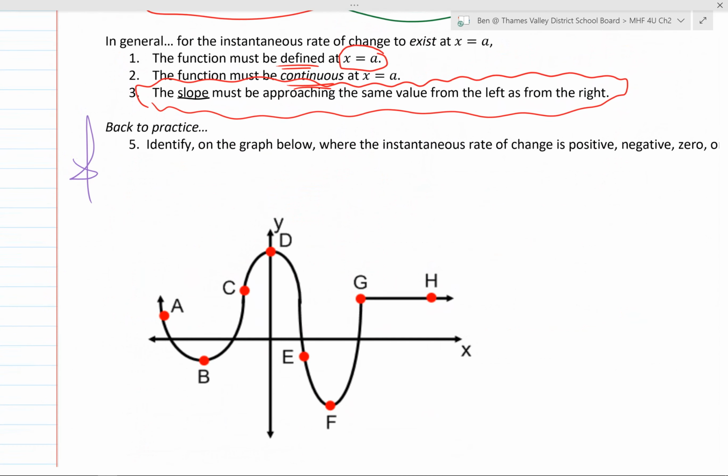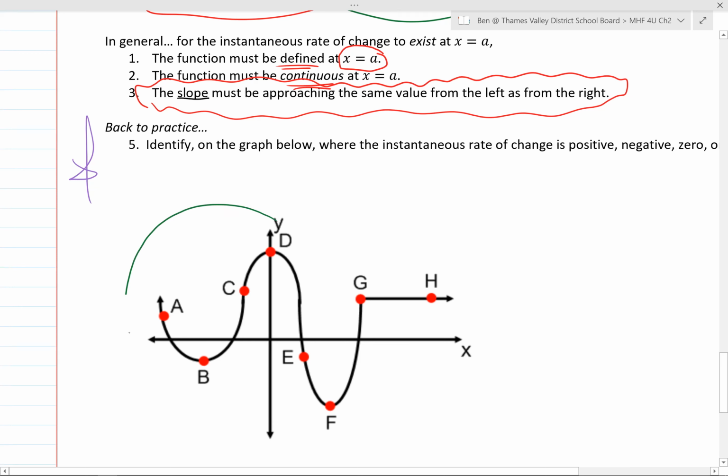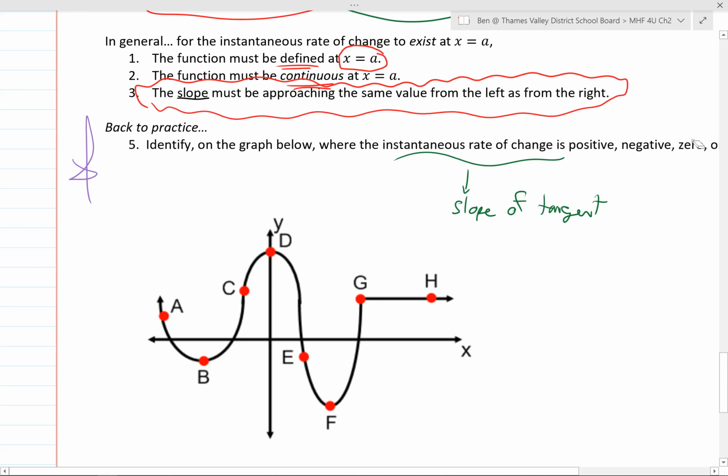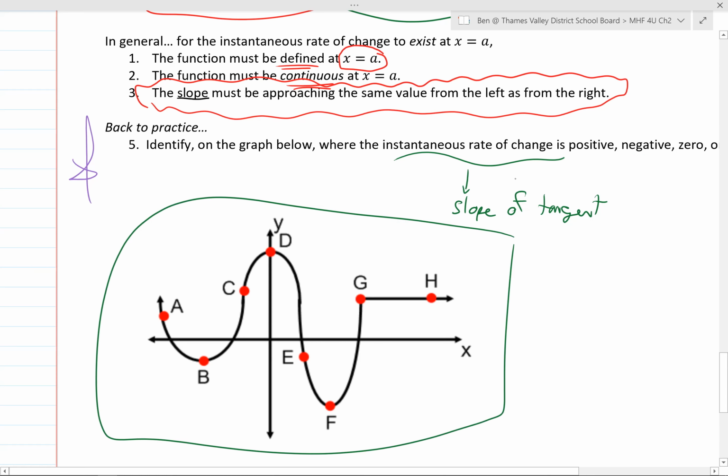Lastly, if you feel ready for it, then try it out on the graph below for all of a through h. Then I want you to state whether the instantaneous rate of change, and again, that is the slope of the tangent, would be positive, negative, or 0. Try it out. We'll compare those answers in class next time.